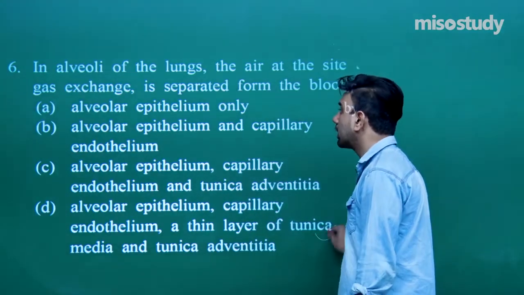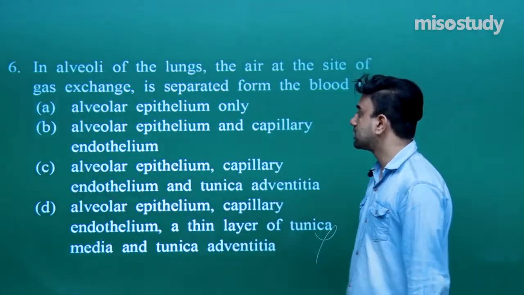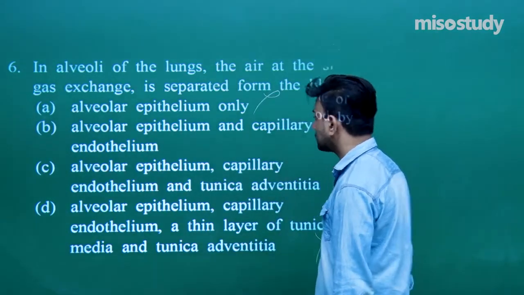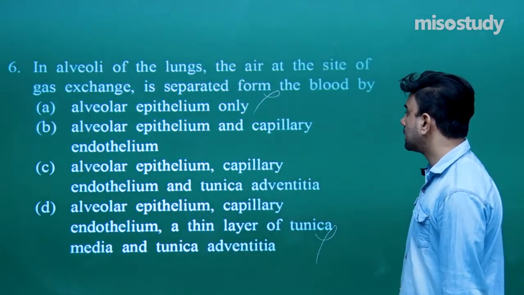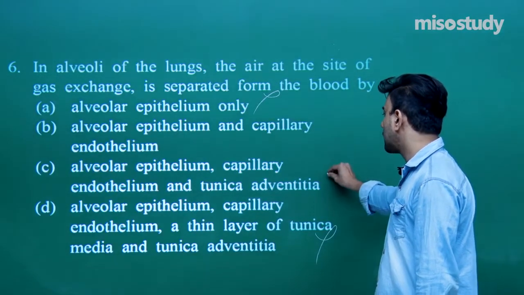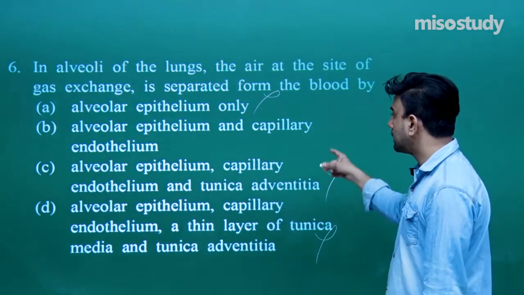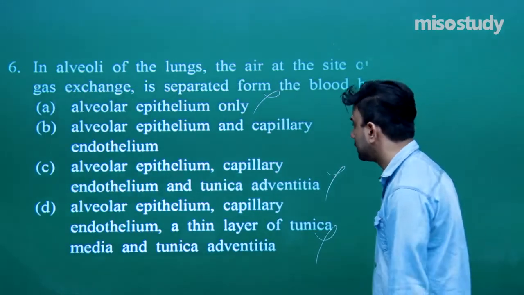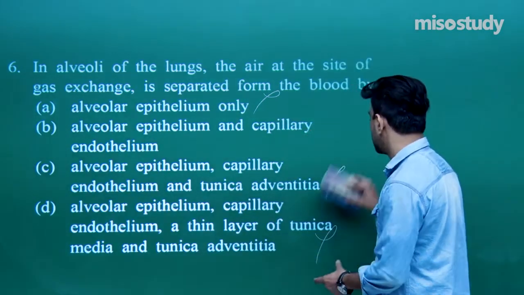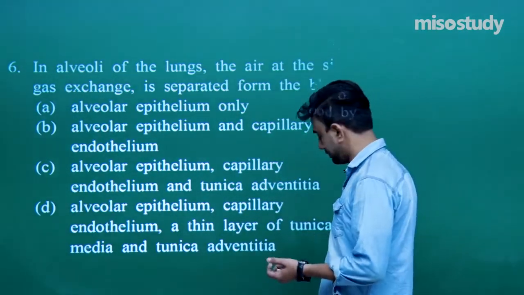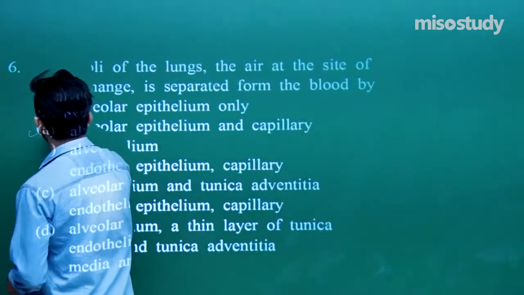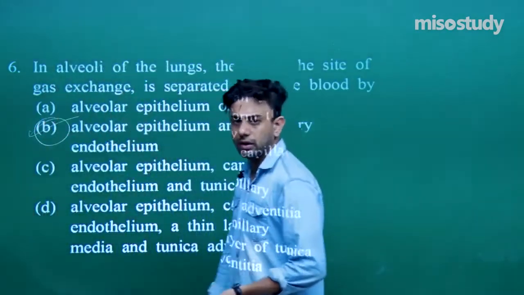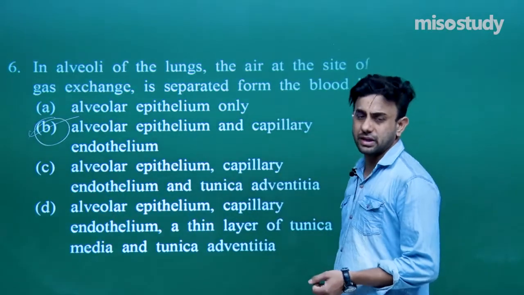This definitely is not there. Alveolar epithelium only, this definitely is not there. Okay, alveolar epithelium, capillary endothelium and tunica adventitia; alveolar epithelium and capillary endothelium, right. So, this will be my correct answer. Now, let us see why we got this as the correct answer.